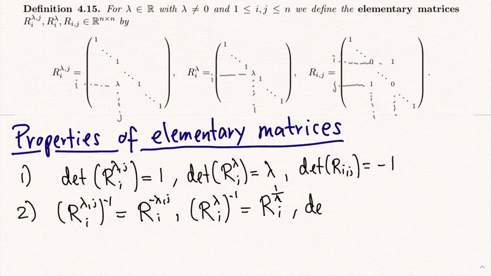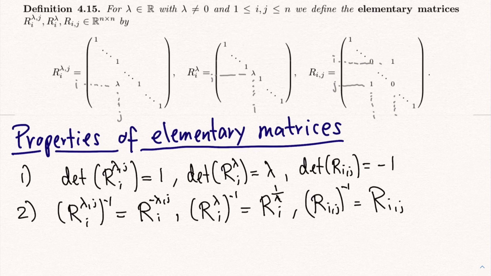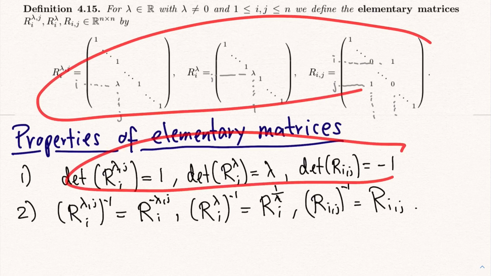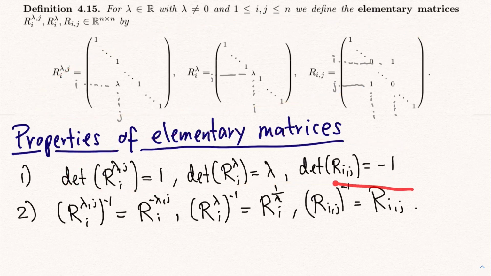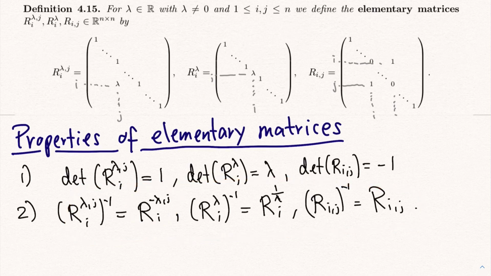And also here, the inverse of this matrix, Rij, is just the matrix itself. So if you multiply this with itself, then you get the identity matrix. Okay, so in particular all these matrices are invertible because the determinants are not 0, and their inverses are also given by elementary matrices.